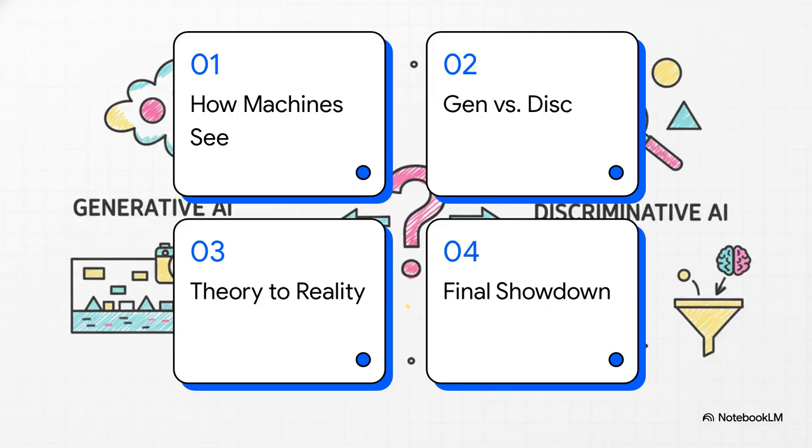So, here's the game plan. We'll start with how machines see the world. Then we'll get into the big debate, generative versus discriminative. After that, we'll see how this theory actually works in the real world. And finally, we'll have a little showdown to see what's what.